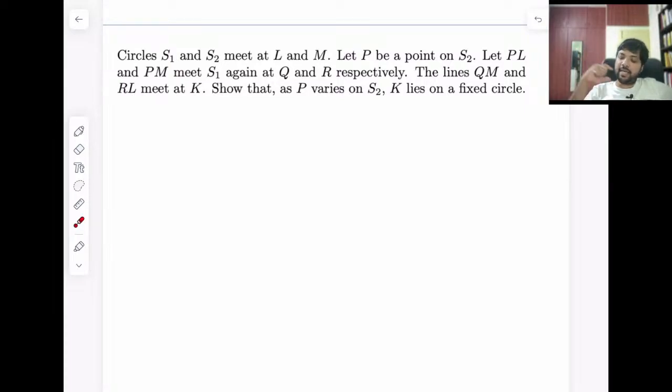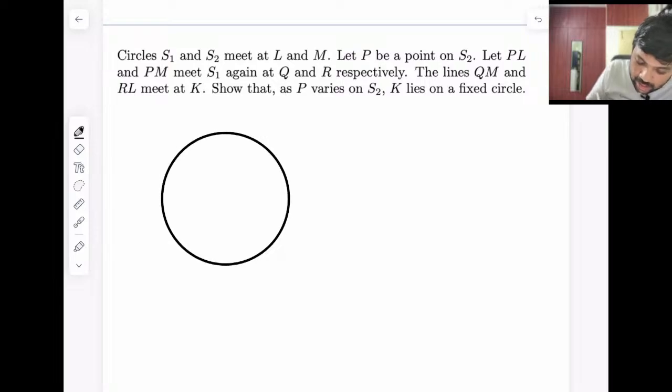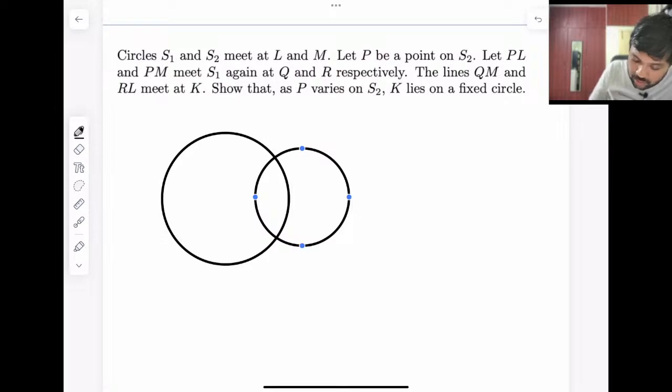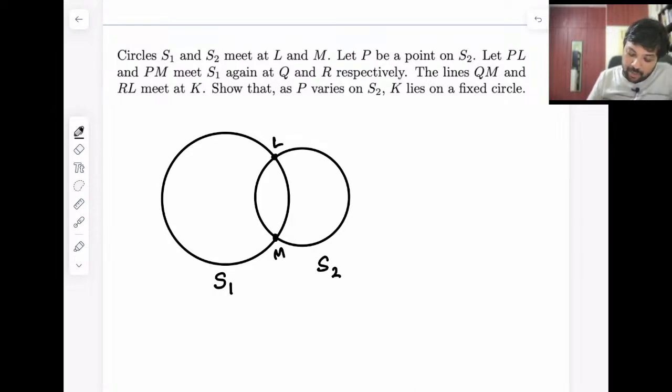Circles S1 and S2 meet at L and M. P is a point on S2. K lies on a fixed circle. Maybe I should draw it actually. Circles S1 and S2 meet at L and M. You guys draw it with me on your notebook. So S1 and S2 are two circles. They meet at L and M. And P is a point on S2.